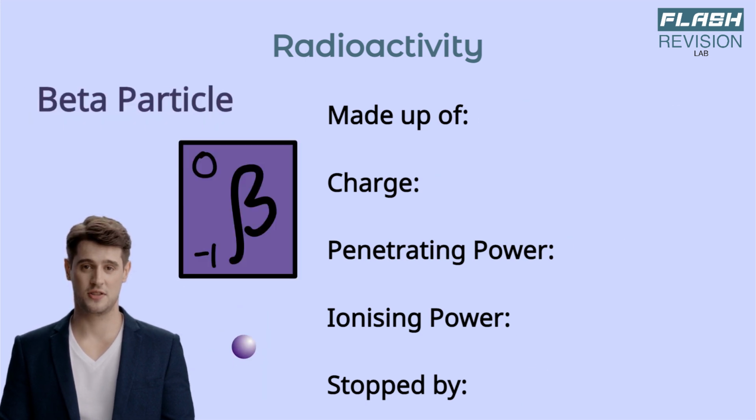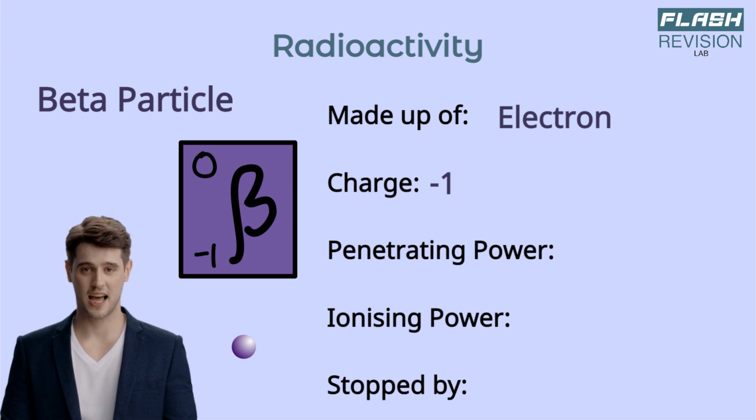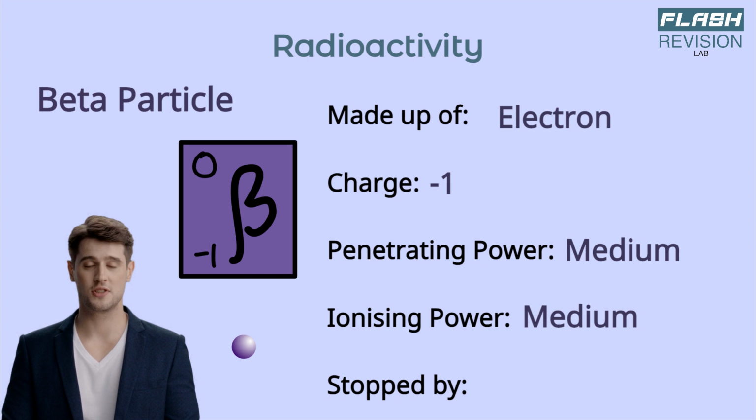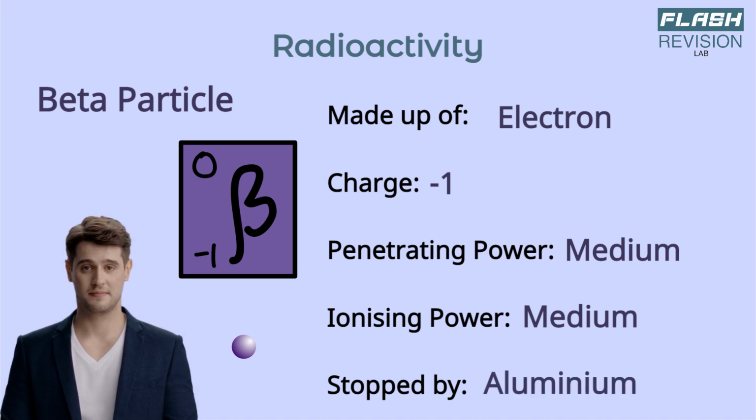Now, beta particles are high-speed electrons ejected from the nucleus when a neutron changes into a proton. With a mass number of 0 and a proton number of -1, they have the ability to travel farther than alpha particles and can penetrate materials to a moderate extent. They're also pretty good at ionizing atoms, but not as good as alpha radiation. Beta radiation is stopped by aluminium.